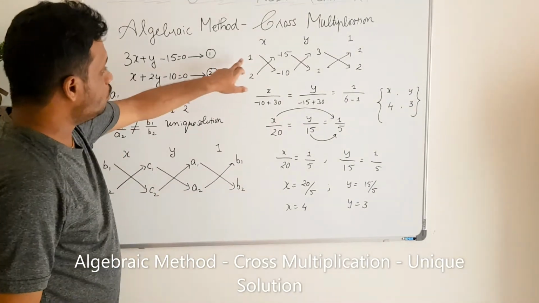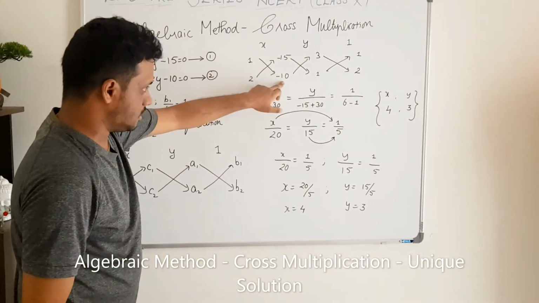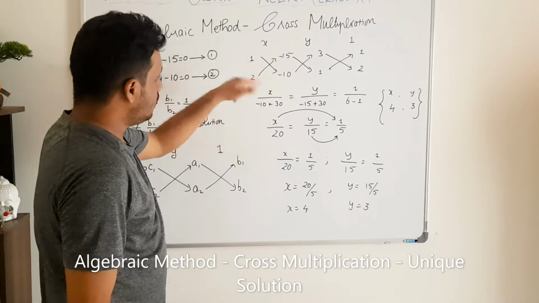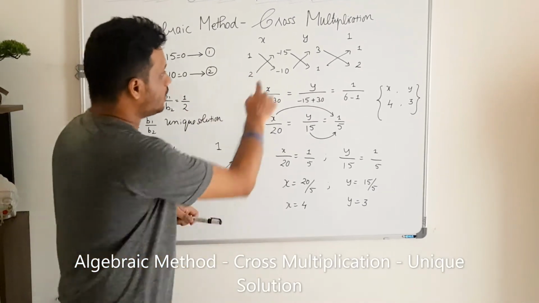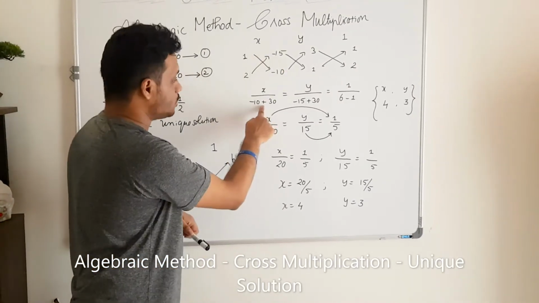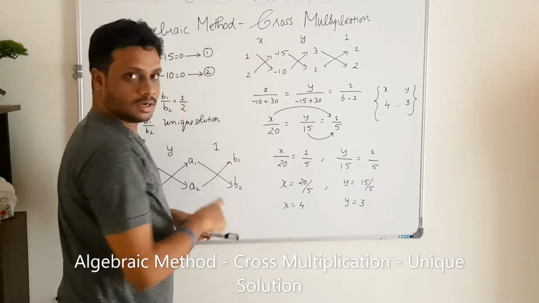So now what should we do? 1 has to be multiplied with this number, which is minus 10. Then there is another minus in the formula, and there is another minus here as well. So that becomes plus, 2 into 15 becomes 30.